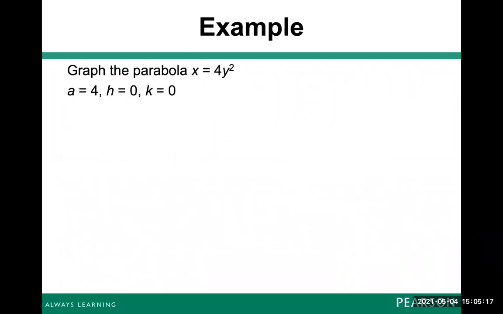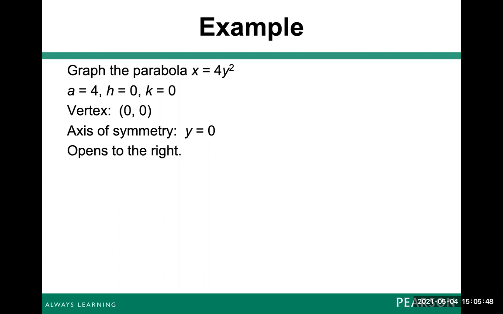In this first example, we'll graph the parabola x equals 4y squared. If you match that equation up with the one we were just looking at, a is 4, which means the parabola is going to open to the right. And h and k are both 0, which means the vertex will be at the origin. The axis of symmetry is the horizontal line y equals 0, which is the x-axis.